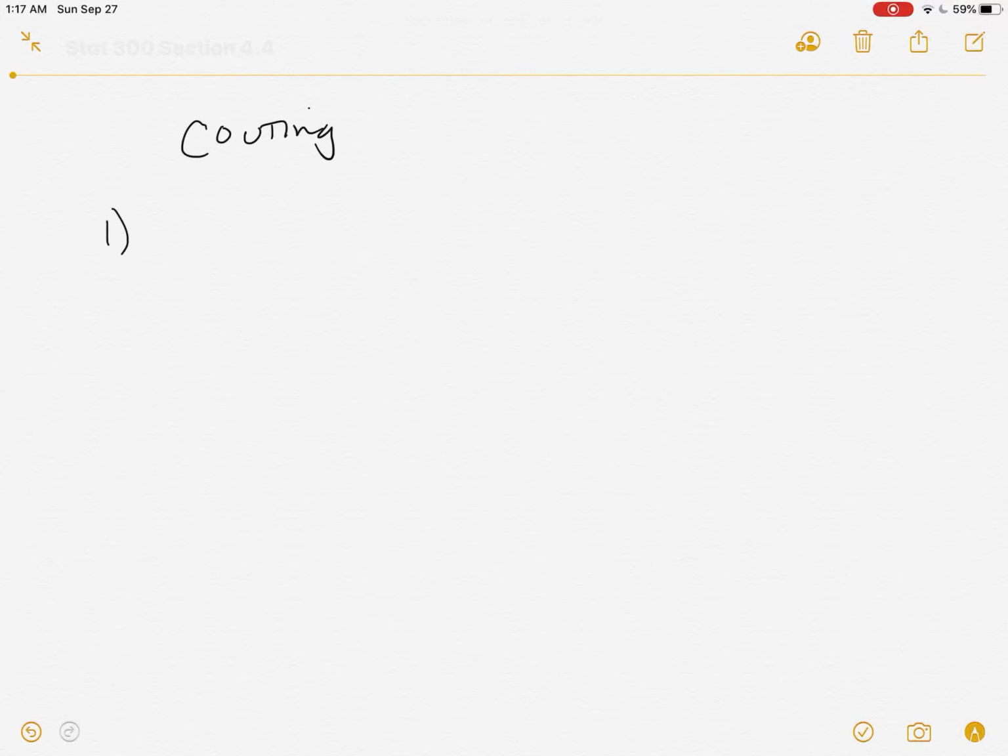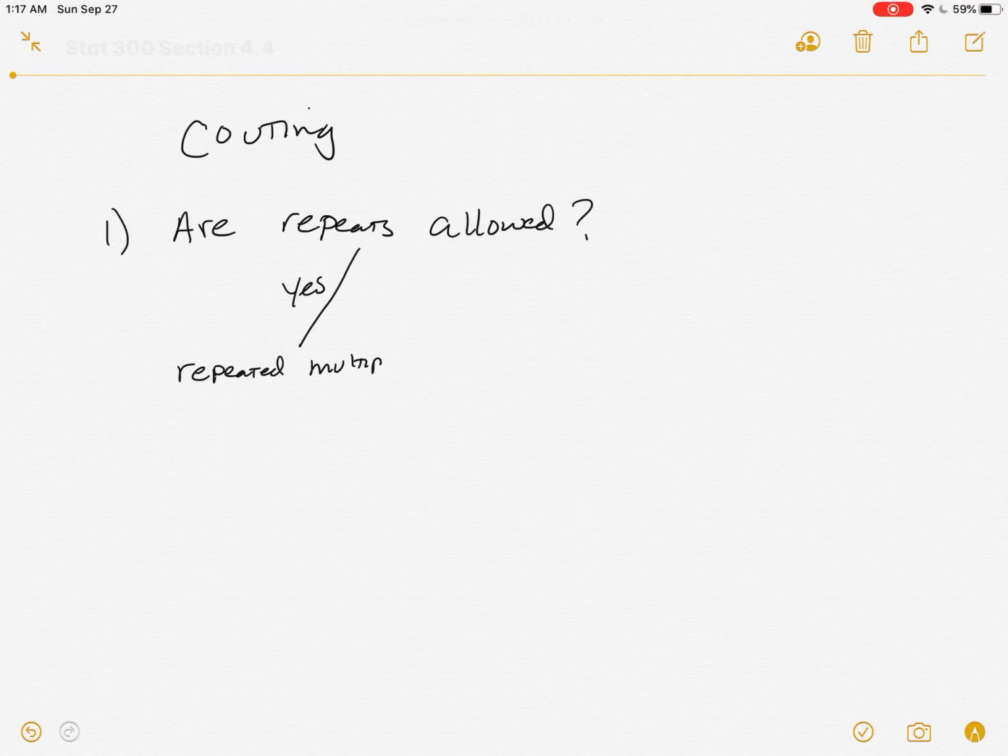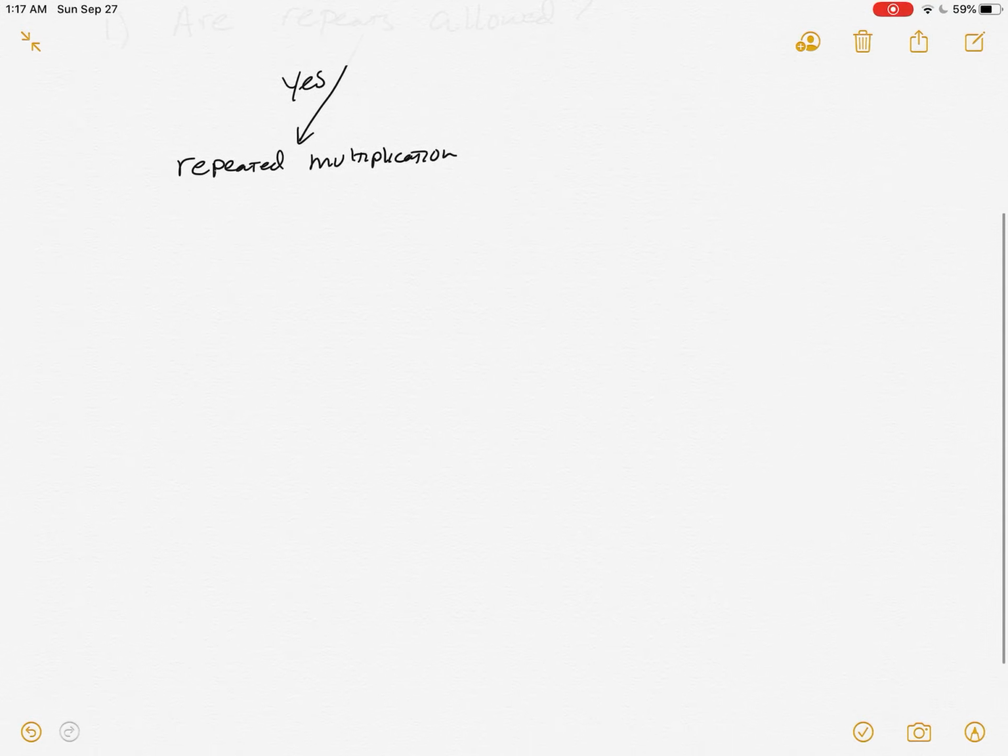So the first question that you're going to ask yourself is, are repeats allowed? Now, there's two answers to that question. If the answer is yes, then you do what is called repeated multiplication. So let's look at a few examples where the answer is yes.